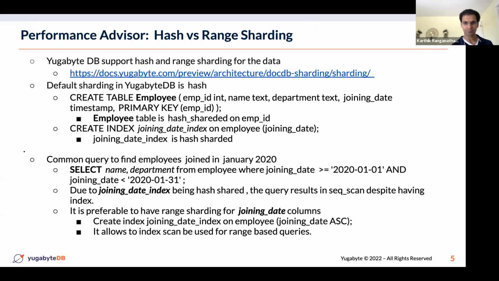Similarly, I created another index on the joining date. And again, this joining date index is hash sharded in the same way as the primary key. So let's look at what the most common queries a customer may run on this table. One query a customer may use is: let me get all the employees who joined in the month of January in 2020.